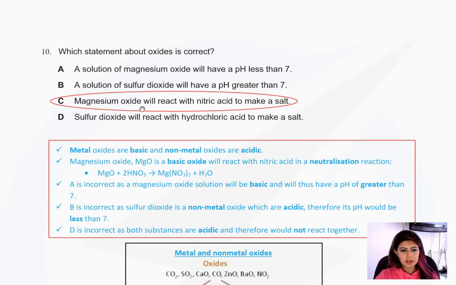So C, magnesium oxide, which is a basic oxide, will react with an acidic solution to make a salt, of course, and water. So that's correct. Let's try D. Sulfur dioxide is an acid. Hydrochloric is an acid. Acid and acid don't react, so it doesn't work. So C as an answer.